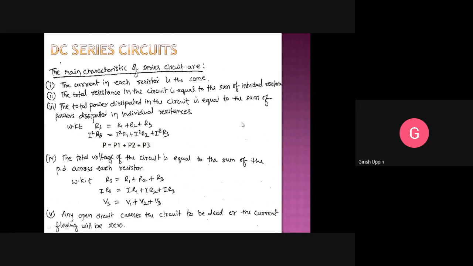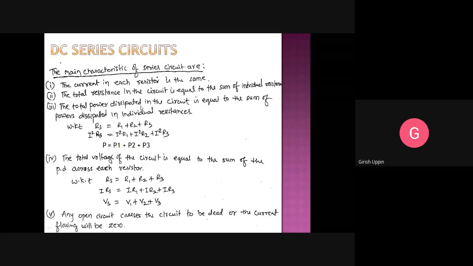So what are the different characteristics of a series circuit? First thing is the current in each resistor is the same. This is the most important characteristic. Whenever we have resistors connected in series, the current would be exactly the same in all the resistors. The total resistance in the circuit is equal to the sum of the individual resistances, meaning RS is equal to R1 plus R2 plus R3.